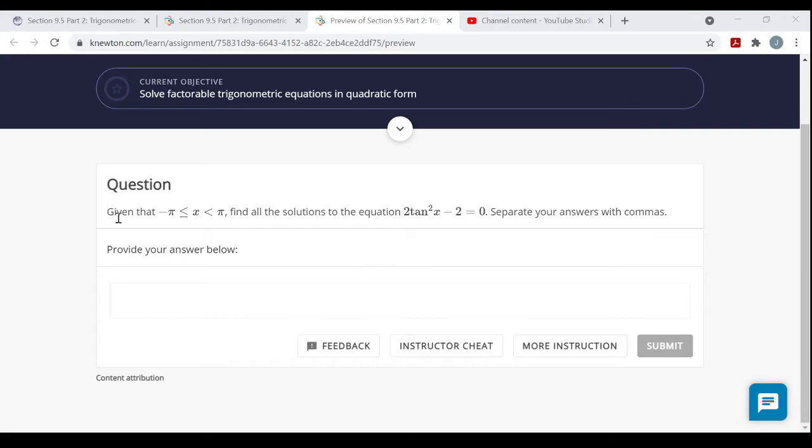So here we're asked, given that x is between negative pi radians and positive pi radians, but not including positive pi, find all the solutions to the equation 2 times the tangent of x squared, right, tangent squared, minus 2 equals 0, and then separate your answers, if there's more than one, with commas.